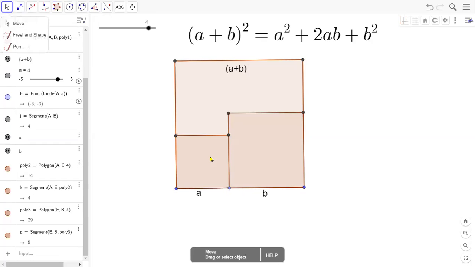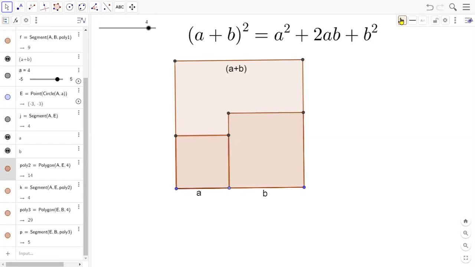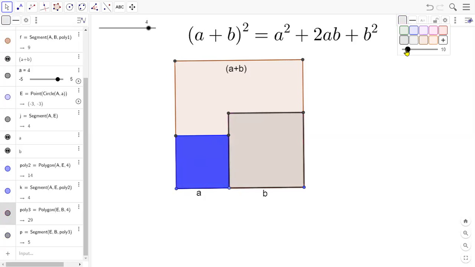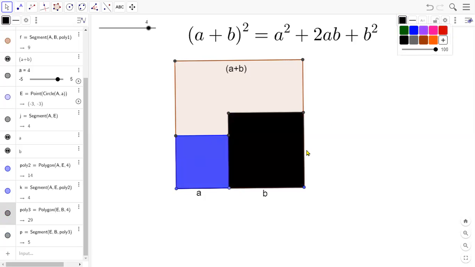Let me use a different color for each of them. This blue color square has the area a square, and let me use the next color for this, this black color. This black color square has the area b square. These are the two squares. One has the area a square and this has the area b square.